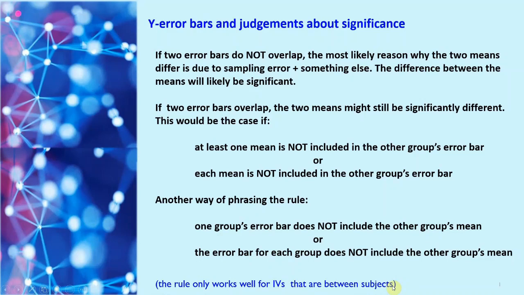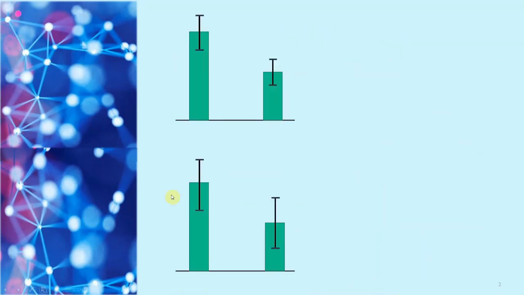So that means that there's an entirely different group of people in each level of the IV. If it's within subjects, that means that the same people are tested in each level. And then this rule, generally, any rule about using error bars to judge significance, doesn't work, at least not as well. All right? Okay, so let's run through some examples.